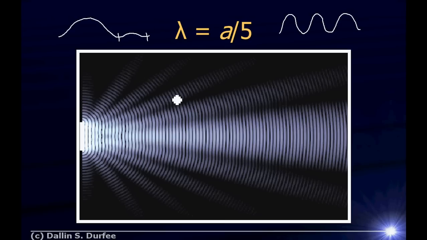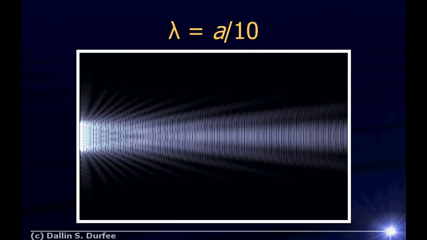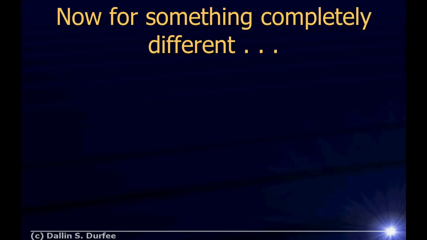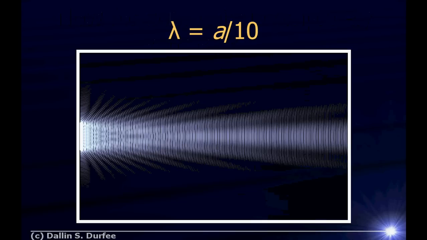And here's when the wavelength is 1/10 of the aperture. We're starting to get into the regime where ray optics are okay, and we can forget about the wave stuff, and it almost looks like our light's just traveling like a beam. We're just casting the shadow of our aperture. All right? Okay, so that's a single slit diffraction pattern.